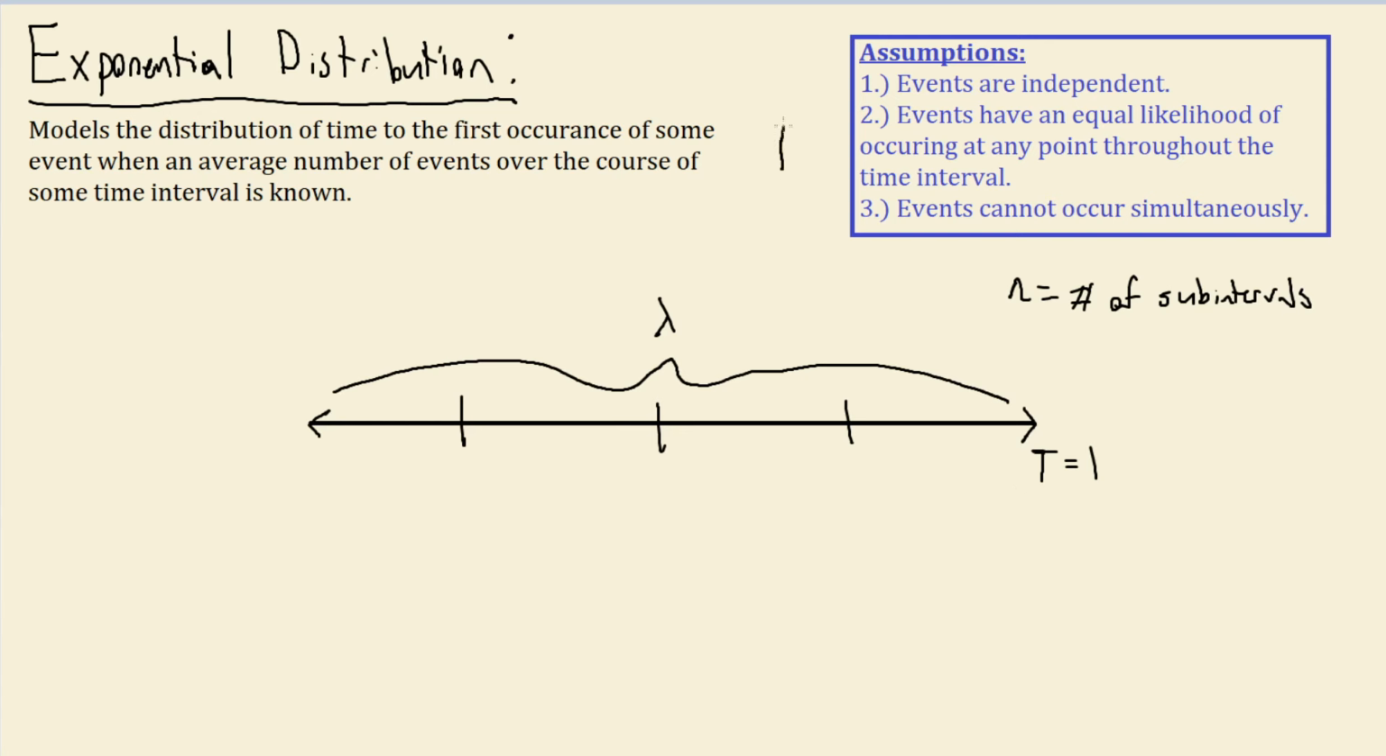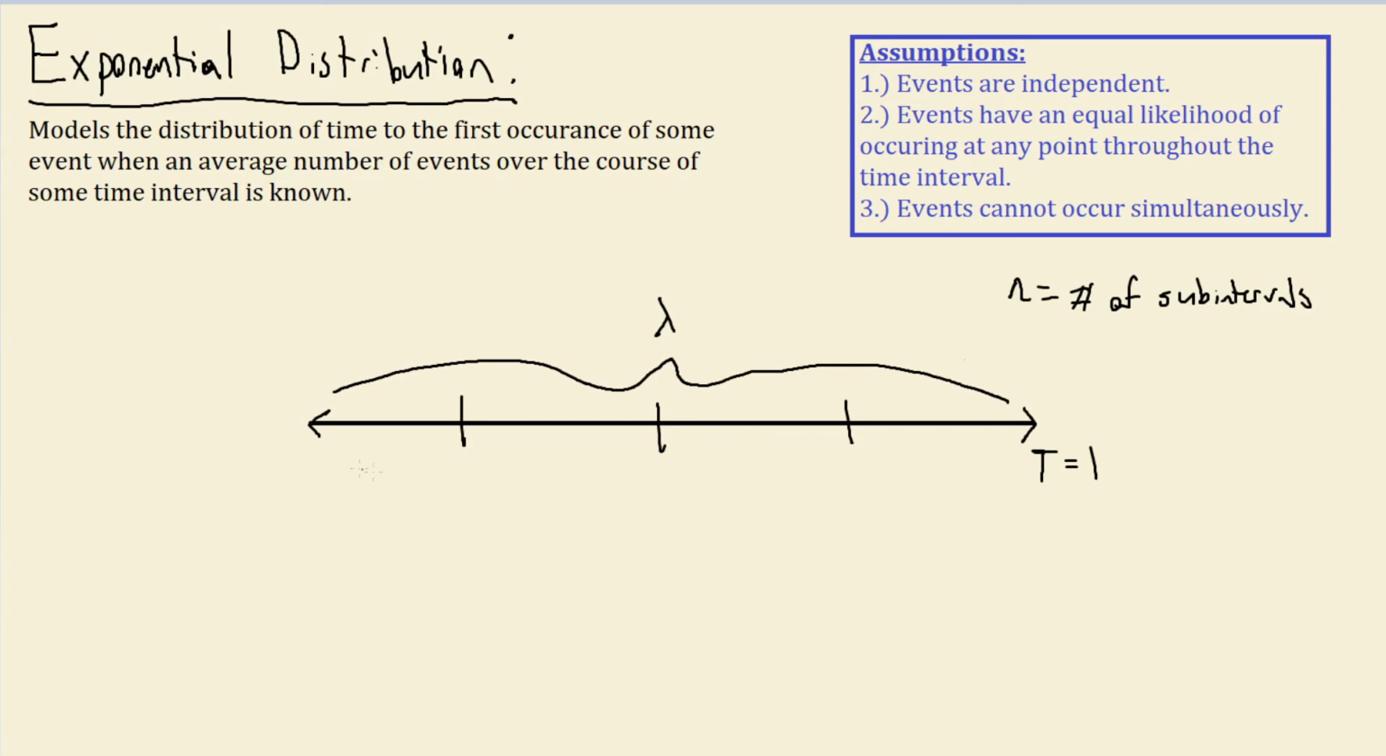And we can do that because we're making the second assumption, that events have an equal likelihood of occurring at any point throughout the time interval. And so we can model every situation we could model with a time interval of variable length just by scaling this rate parameter accordingly. So I'm going to make this assumption, without loss of generality, and then I'm going to set n to be the number of subintervals.